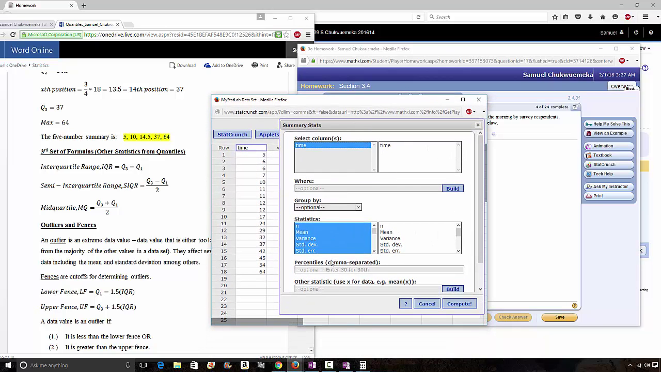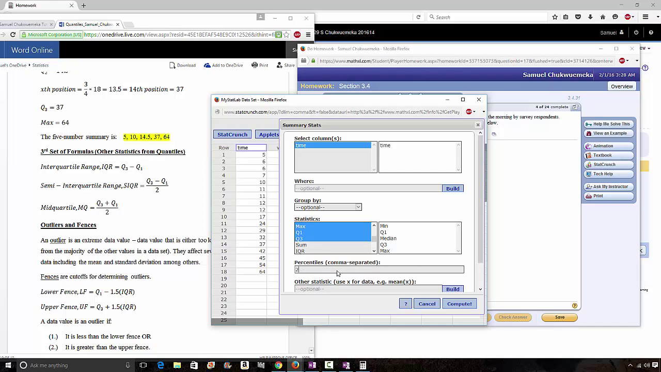Let me bring this up. I want my minimum first, meaning I click on it first. I hold my control key. Then I select Q1, the lower quartile. I select the median, which is the middle quartile. I select Q3, the upper quartile. I select the maximum. And that gives me the 5-number summary of data.